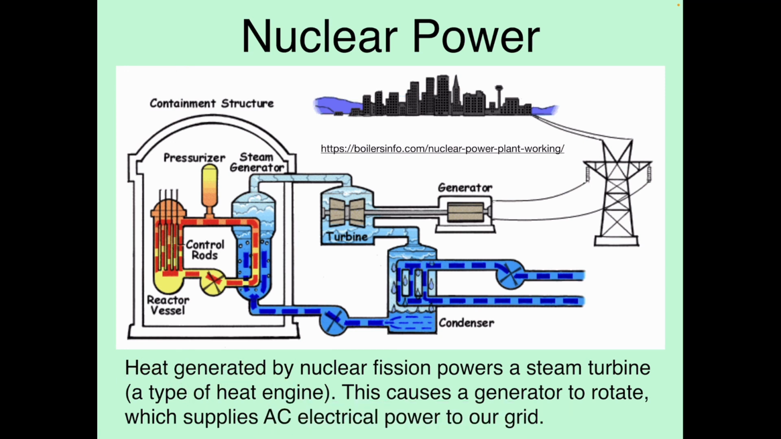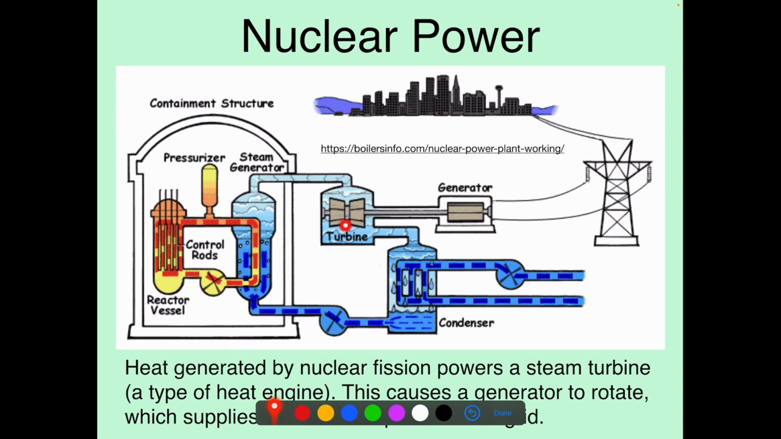Now, the idea is we can use the heat that's generated in nuclear fission to power a steam turbine. So this is what we call our reactor. This is where we keep the nuclear material, typically uranium, and the heat generated by that uranium as it undergoes nuclear fission is used to turn liquid water into steam. And that steam that's generated is then going to power a steam turbine, which is basically just a heat engine. We learned about heat engines back in chapter 20.